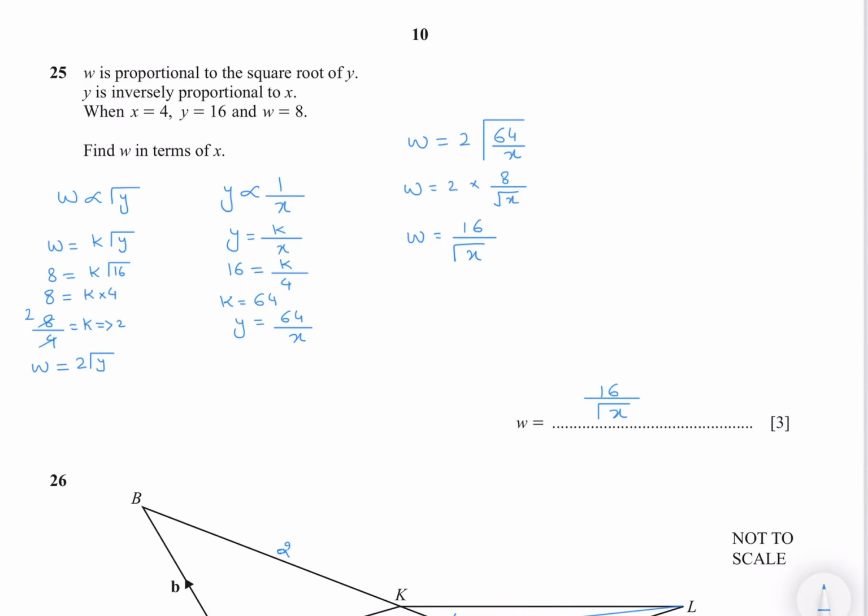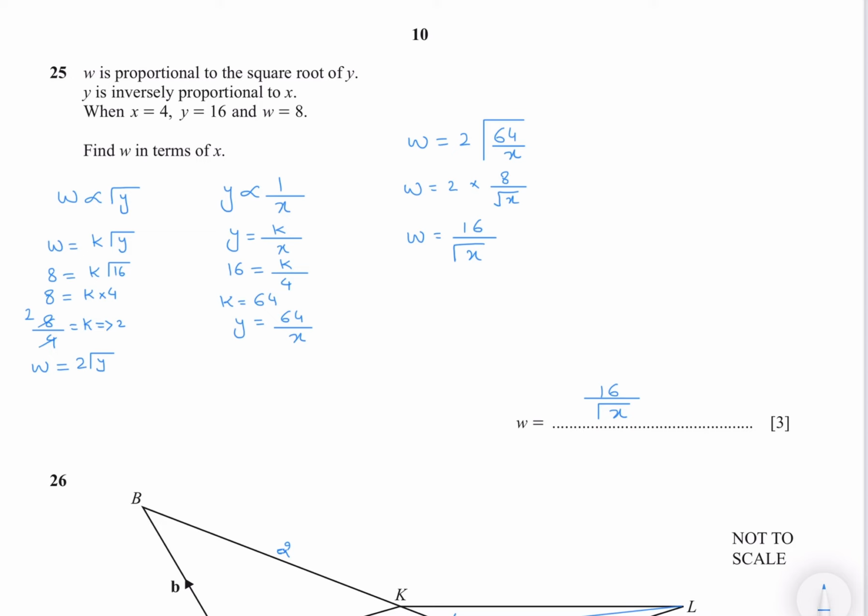Question number 25. W is proportional to the square root of y. Y is inversely proportional to x. When x is equal to 4, y is equal to 16, and w is equal to 8. Find w in terms of x.